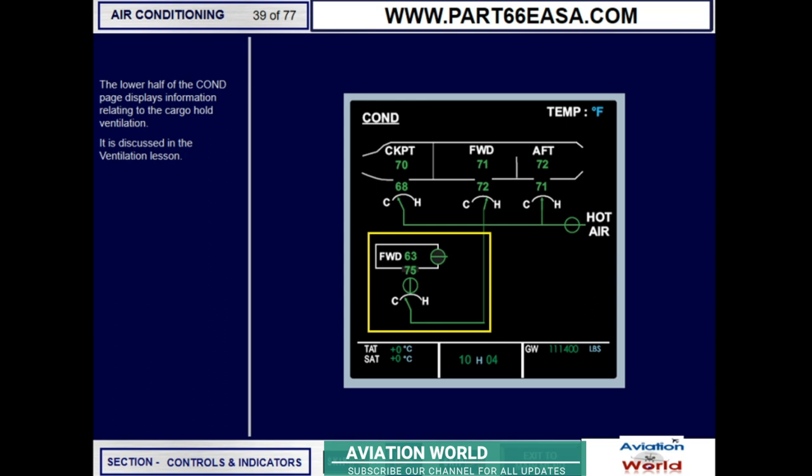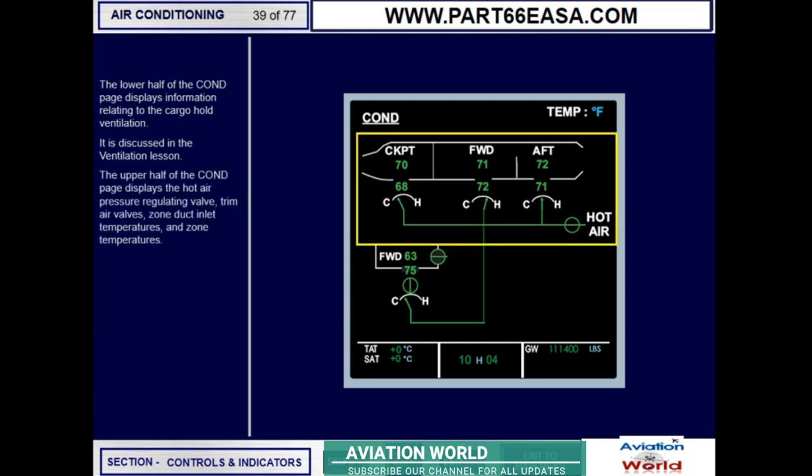The lower half of the condition page displays information relating to the cargo hold ventilation. It is discussed in the ventilation lesson. The upper half of the condition page displays the hot air pressure regulating valve, trim air valves, and zones.